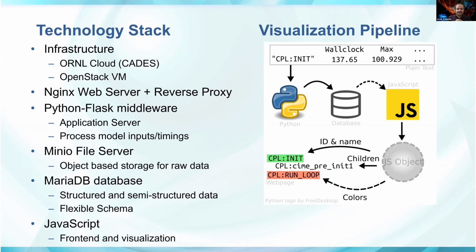And pace is similar in that manner. Behind the simplicity, there is a whole lot of stack and complexity. So in terms of infrastructure, because of DOE security requirements and others, we are using Oak Ridge private cloud resources for deploying this. We call it CADES, which is Oak Ridge private cloud, and we have an OpenStack virtual machine on top of it. That's the primary server running all these components.